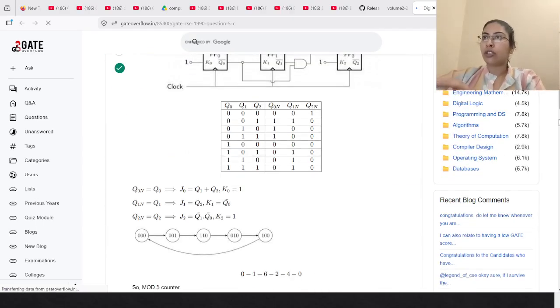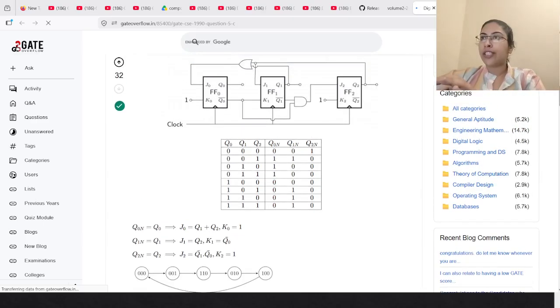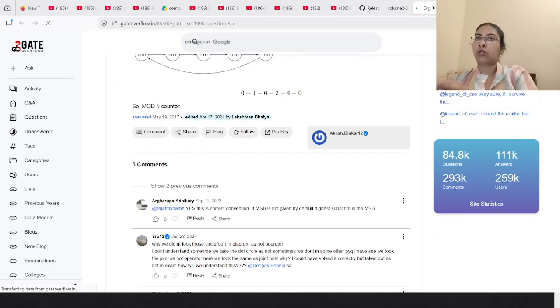Like this, the solution is given. This is the JK flip flop. So this is the initial state, and this is the final state. This is the characteristic equation of the JK flip flop, and this is the transition state diagram of the JK flip flop. So this way you have to solve this question.